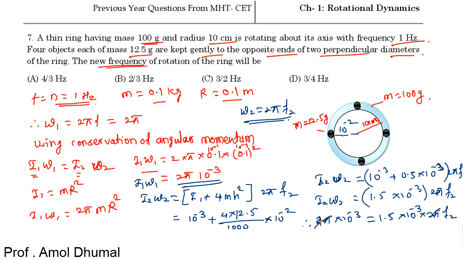So 2 pi will get cancelled, 10 raised to minus 3 will get cancelled, and f2 is equal to 1 upon 1.5. So here f2 is equal to 1 upon 3 by 2, which is equal to 2 by 3. So f2 is equal to 2 by 3 f1. Sorry, f2 is equal to 2 by 3 hertz. This is the correct answer, 2 by 3 hertz.